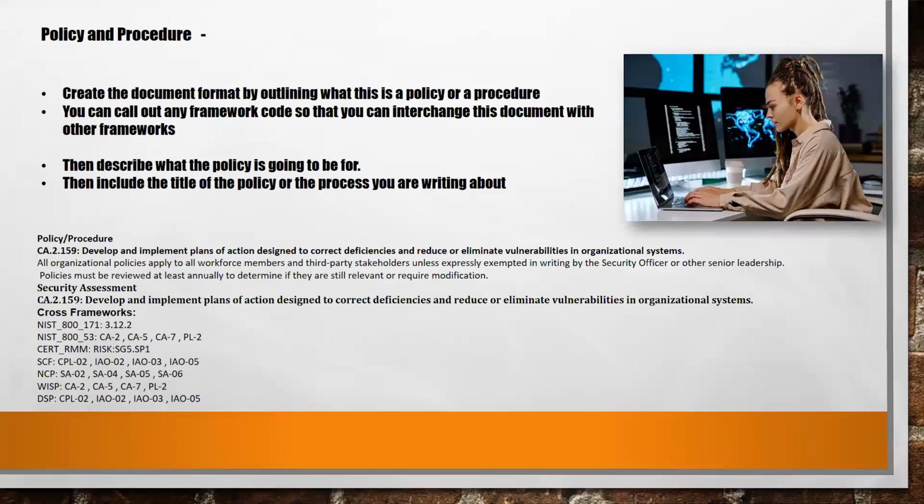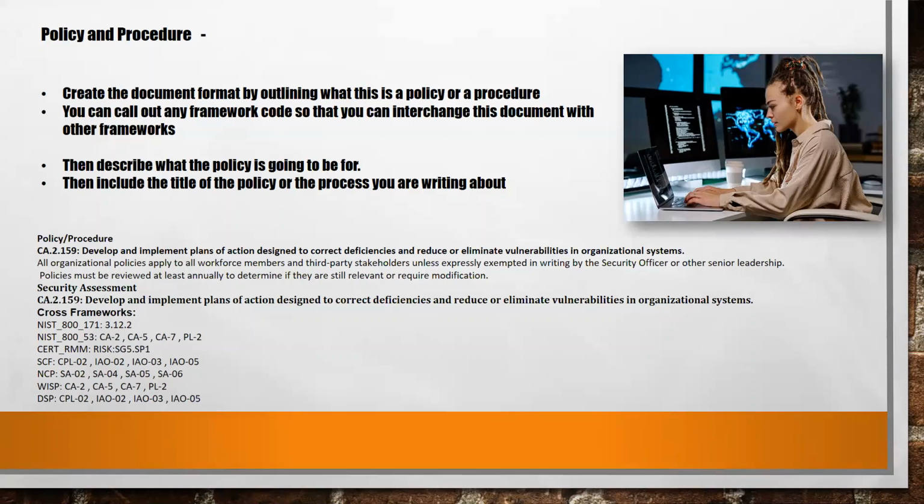What you can do is just call out the code of the policy and procedure in the very beginning of what you're going to be doing. This one's CA2159, develop and implement plans of action designed to correct deficiencies and reduce or eliminate vulnerabilities in organizational systems. This is a control. So you're saying, look, my policy and procedure is all about this control.